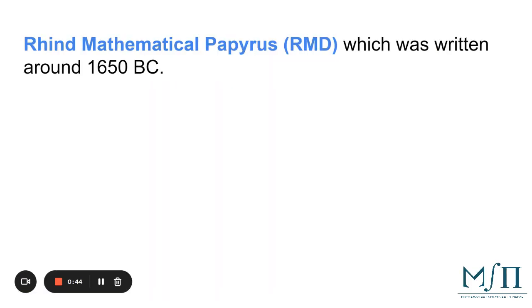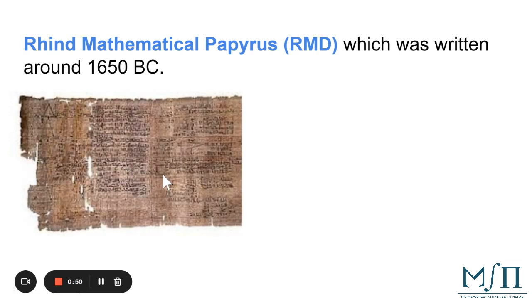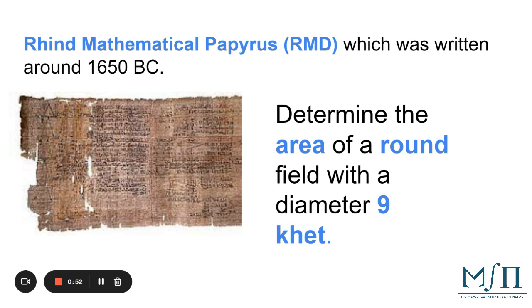Now, according to the Rhind Mathematical Papyrus, RMP, which was written around 1615 BC in ancient Egypt, there is a question which states: determine the area of a round field with a diameter of 9 khet. So if we use the formula, area of circle equals pi r squared, we can easily find the area of the circle. But let's jump into the technique of how Egyptians used to calculate the area without using pi.